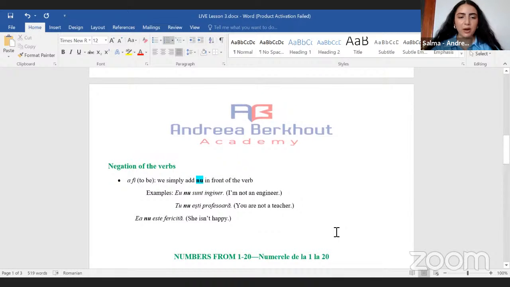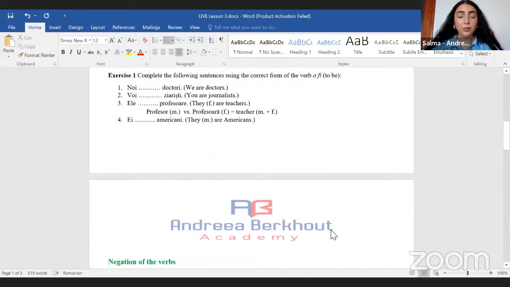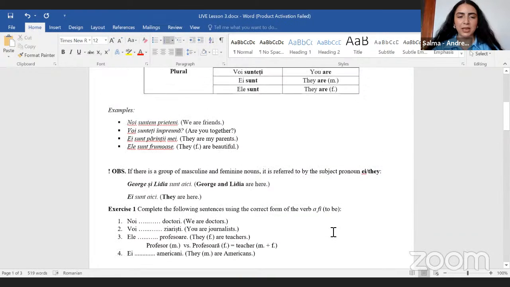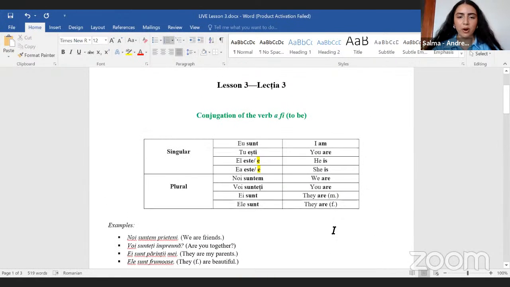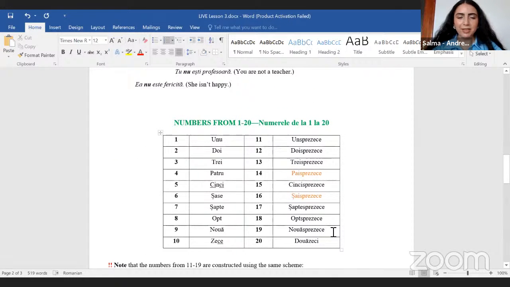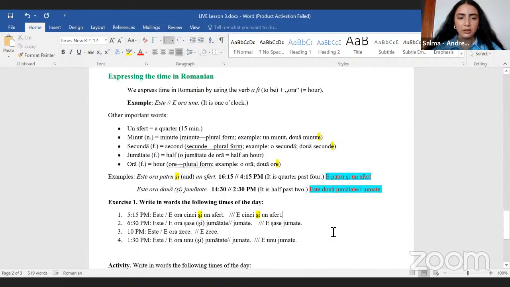Okay, we've also learned how to negate the verb. This will go for all of the verbs that we will learn from now on. Next time we are going to learn the verb to have, and we are going to learn how to express someone's age, how we can say in Romanian how old we are or how old someone is. Okay, so I really think that this lesson was very productive, that we've covered a lot, and that you've learned a lot during this lesson.